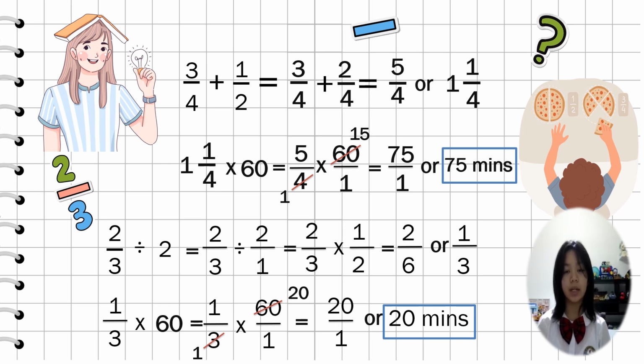Now let's try the second one. Our second drill is 2/3 hours long, and coach wants to make it into 2 sets. So we divide 2/3 by 2 by making the whole number a fraction using 1 as the denominator. So our equation will be 2/3 divided by 2/1.